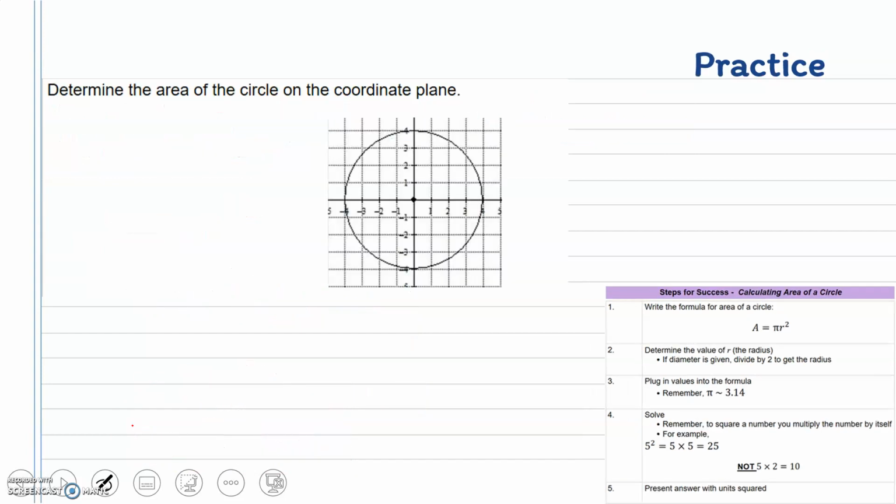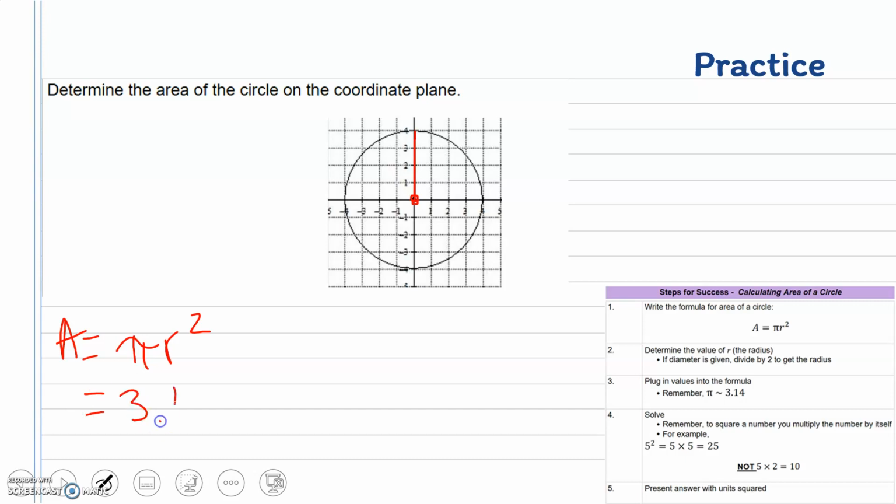Now here are a few practice problems that we're going to do. Determine the area of the circle on the coordinate plane. If you notice, no numbers are given, but we should be able to identify our radius, because to find our area, our area equals pi times radius squared. So let's start here at the center of our circle. Our radius is 4.